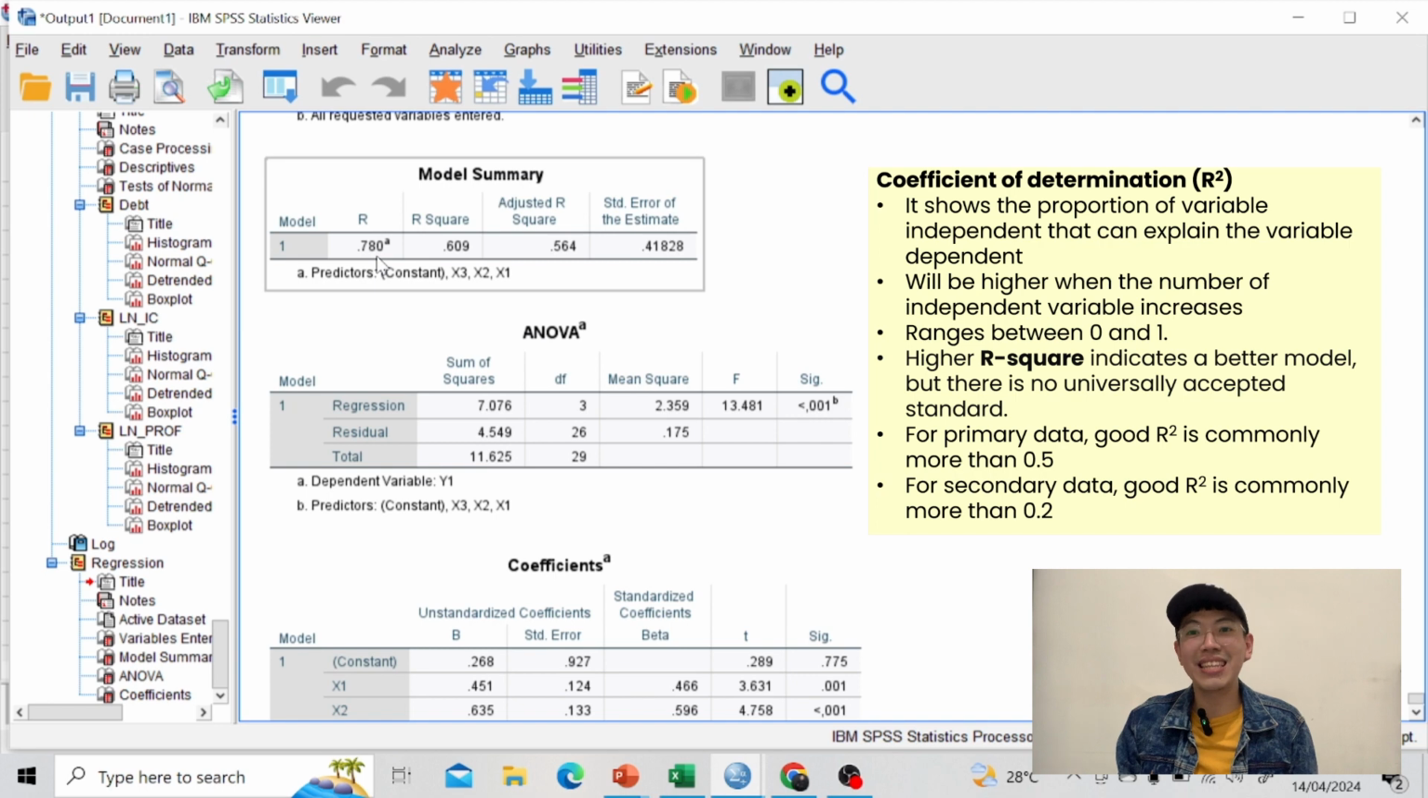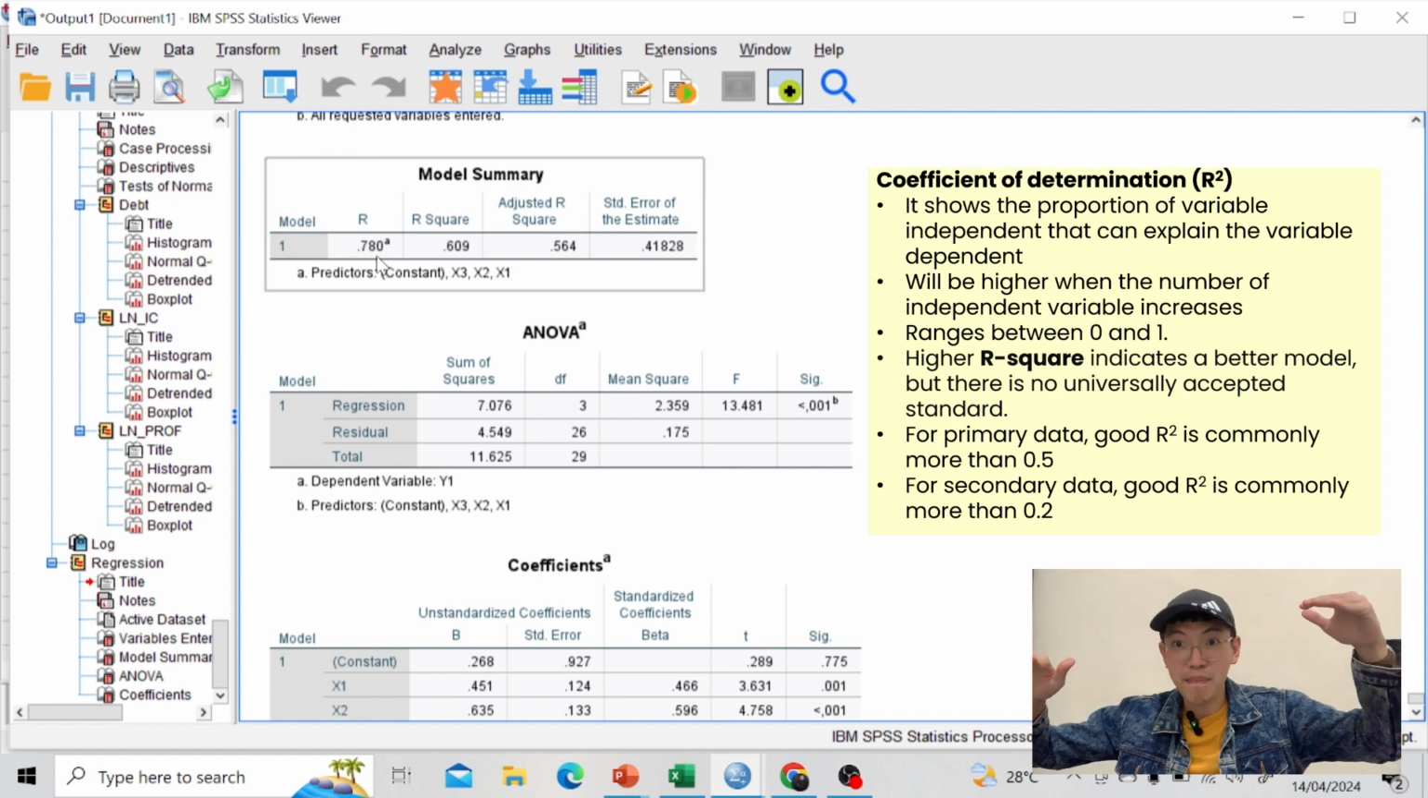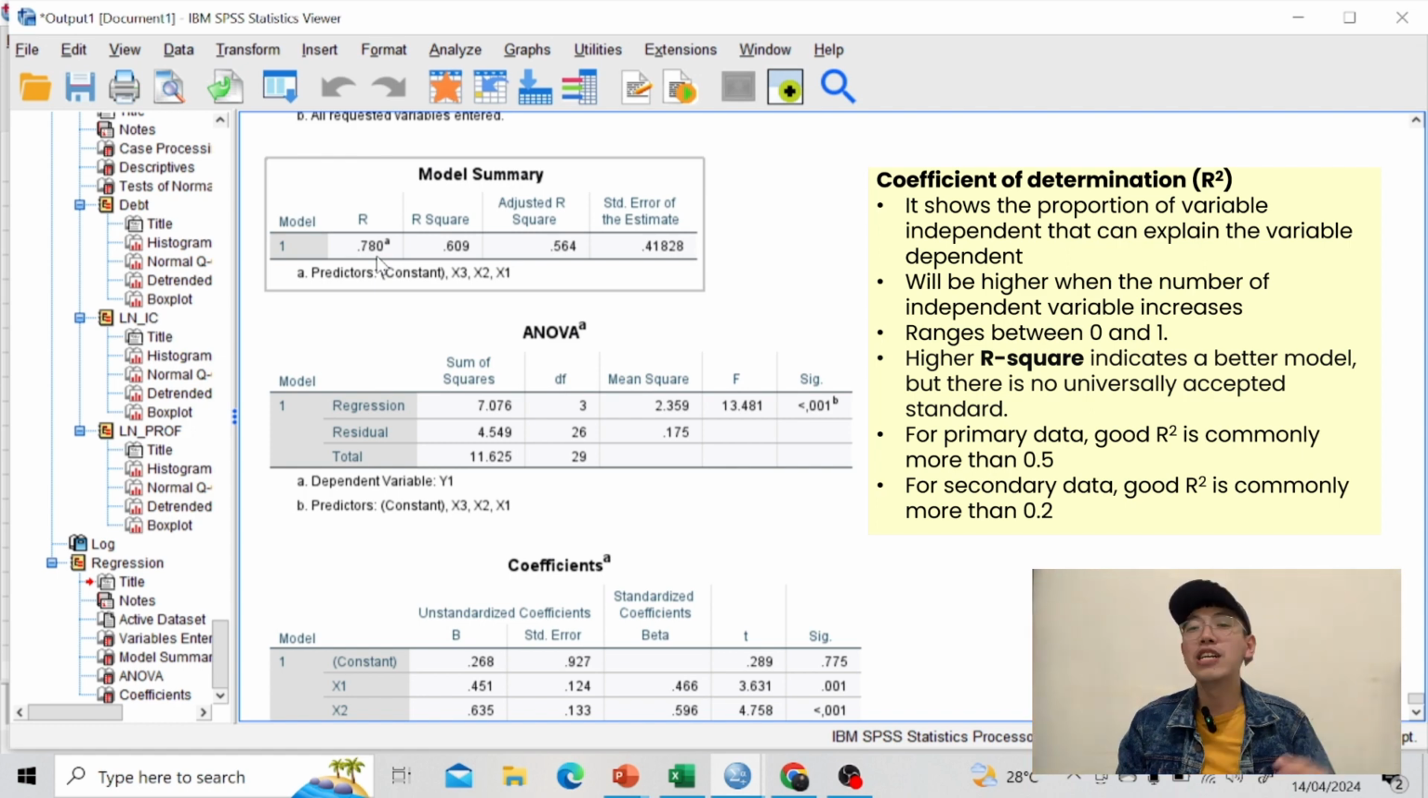R squared here tells us how many percent of the dependent variable can be explained by the independent variables. So x1, x2, and x3 can explain the dependent variable in the amount of r squared. The higher the number of independent variables inputted in the regression equation, the higher r squared will be. The r squared ranges from 0 to 1. A higher value of r squared indicates a better model.